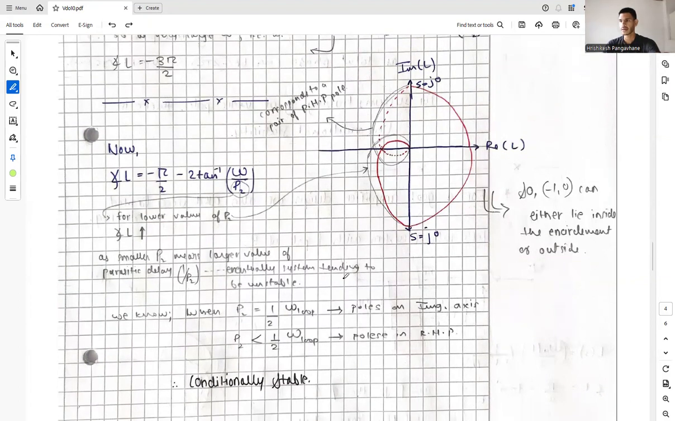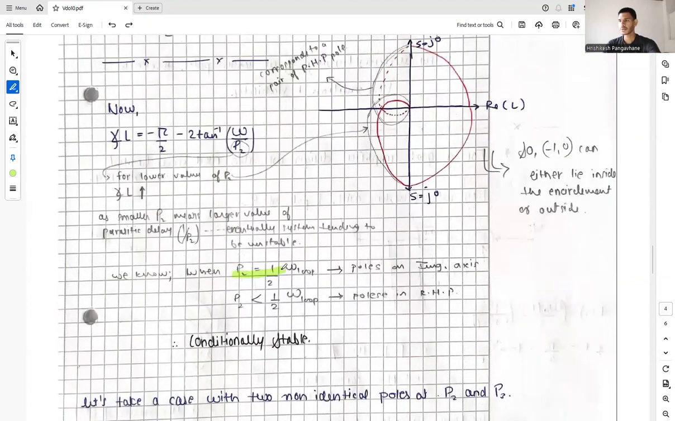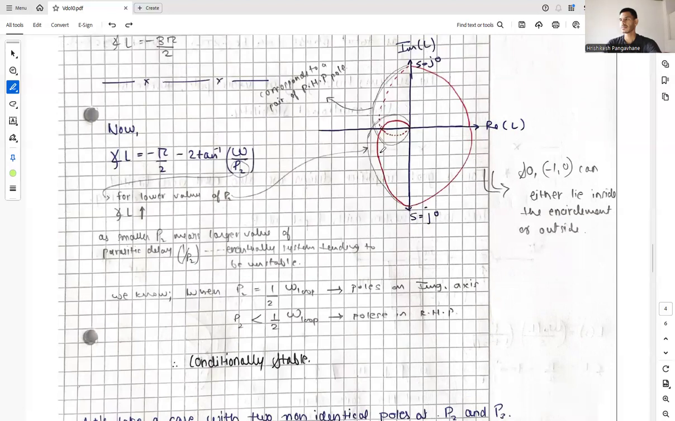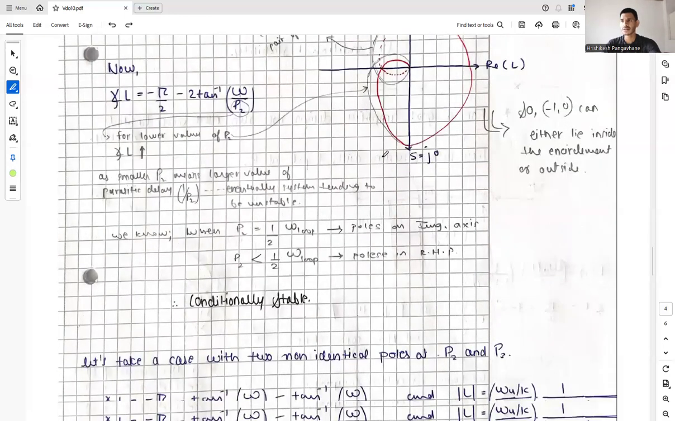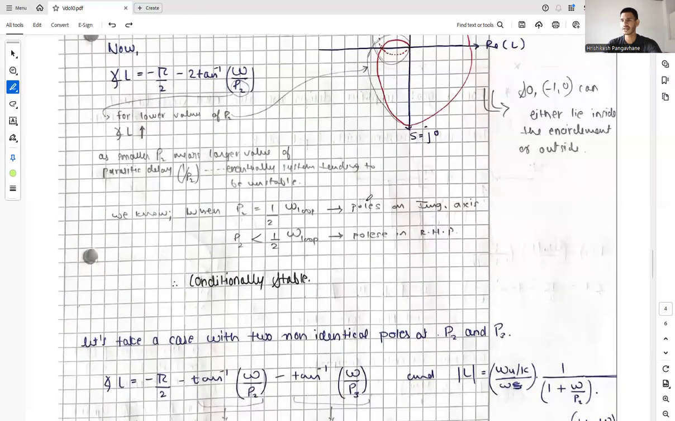So we know from our previous analysis, P2 equals half of omega loop. Therefore, the pole lies on the imaginary axis, and this is our boundary condition. And when P2 becomes less than half of omega loop, then the poles are in the right-hand plane. So the critical point can either lie inside the encirclement or outside the encirclement, depending upon what value of P2 we are taking and what curve we are getting. So this system is basically conditionally stable.